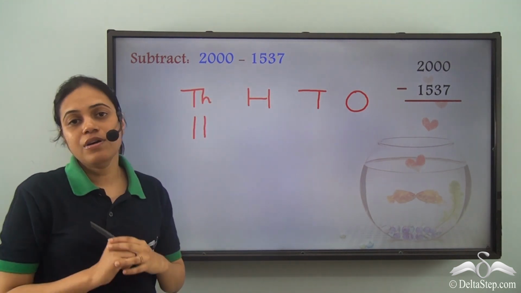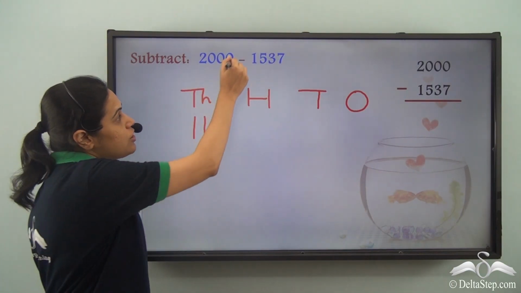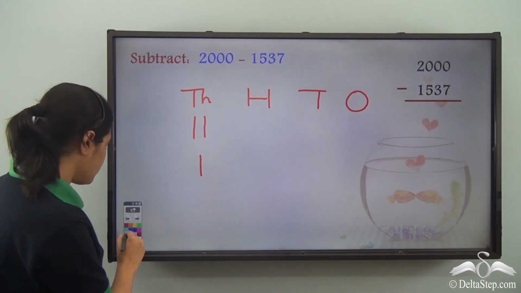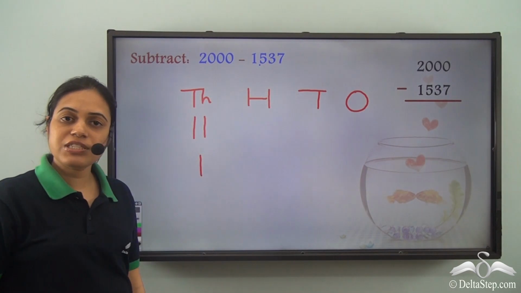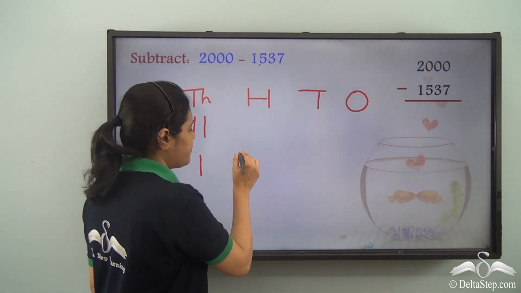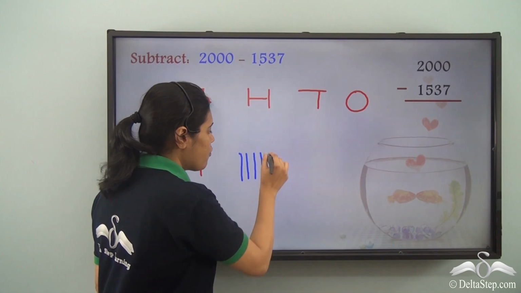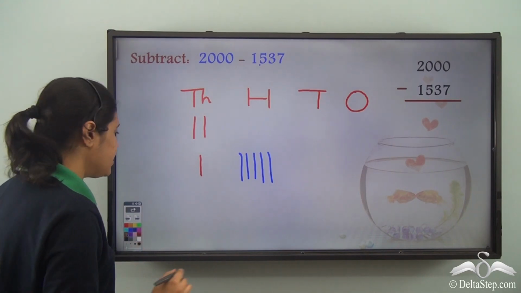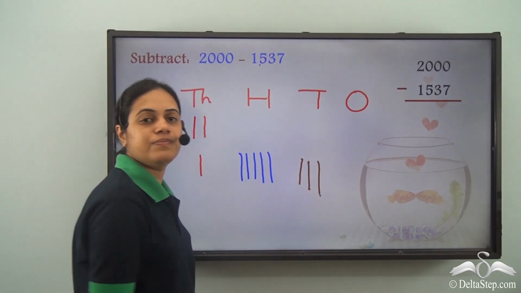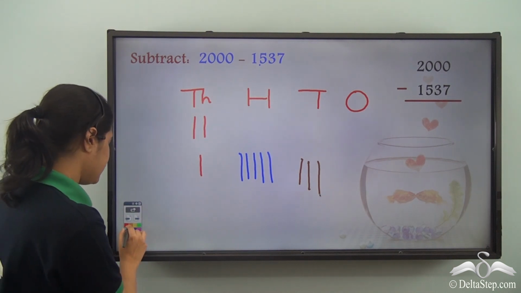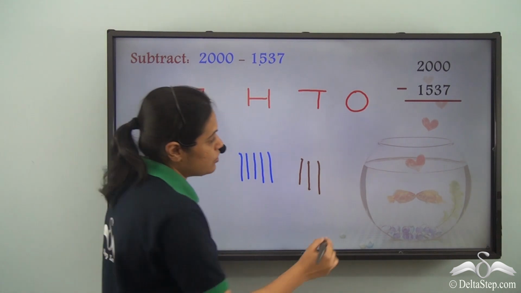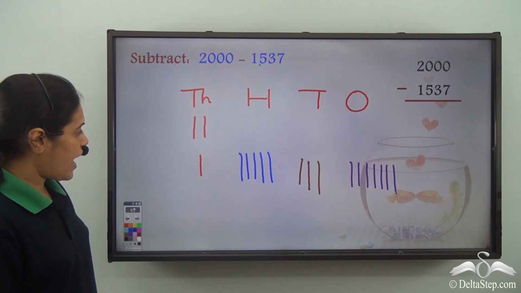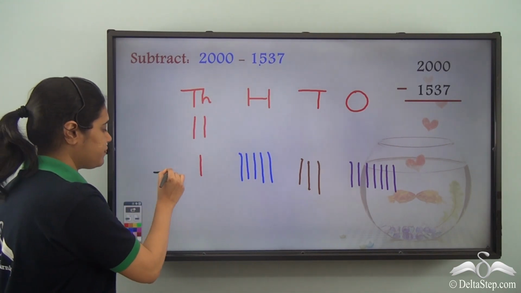What about this number? 1537. So we have 1 in the thousands place. There is 5 in the hundreds place. 3 in the tens place. And 7 in the ones place. So the digits are 1, 5, 3, 7. And these are to be subtracted.